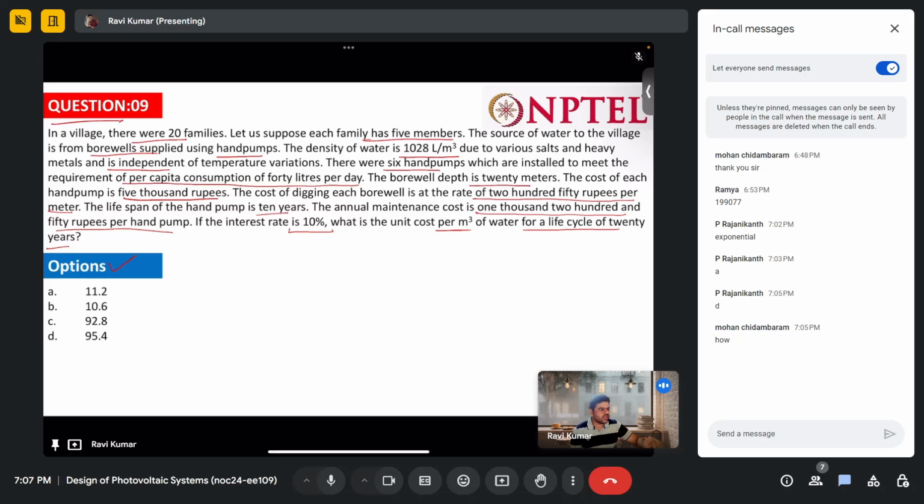Okay, Mohan is asking how. So Mohan, if you have gone through the lecture, you have seen that if the switch in between is open, then there is a role of that coil. If it is closed, then there is no role of that coil.